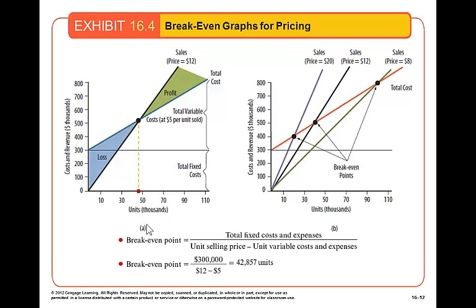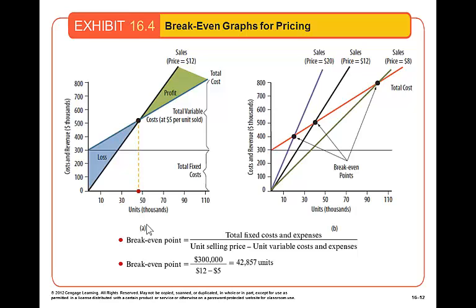So how do we calculate that? Let's look at it. The total fixed cost and expenses in this case is $300,000. So I'll put that into my formula. The unit selling price is $12, and the unit variable costs and expenses are $5. So we know what our variable costs are. It's $5. When I calculate the break-even point, I get a total number of units of 42,857. So when I sell 42,857 units, I have hit a zero loss, zero profit condition, a break-even situation.